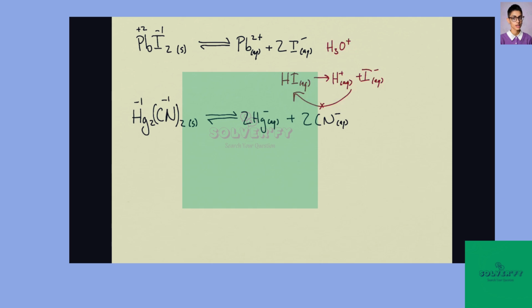If we decrease the pH of this system by adding hydronium ions, the added hydronium ions will react with cyanide because HCN is a weak acid. So HCN partially dissociates into H plus and CN minus.